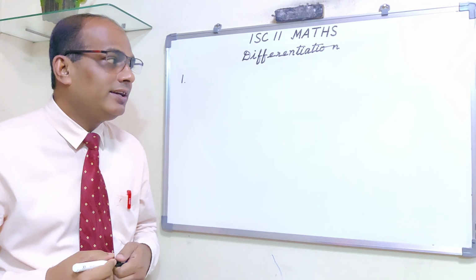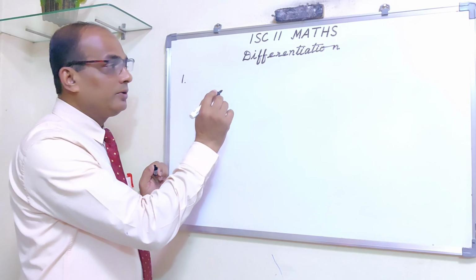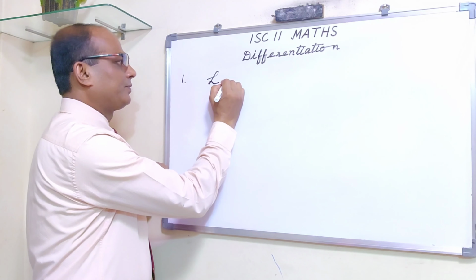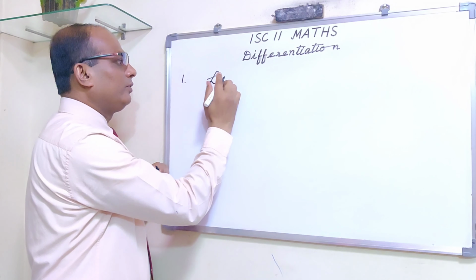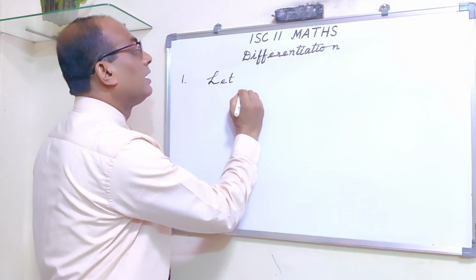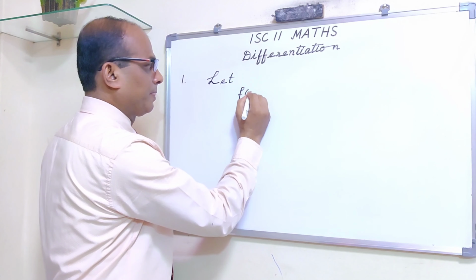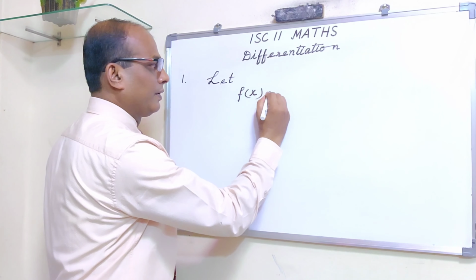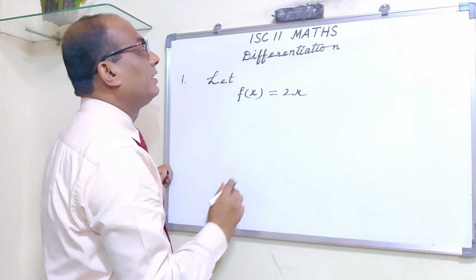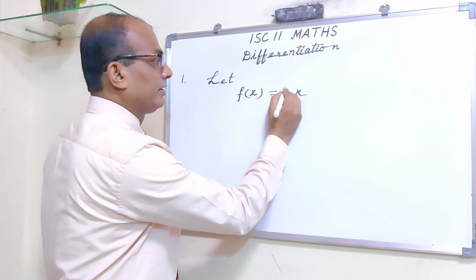So how do we start? We write down, let f(x) is equal to 2x. Alright, this we are supposing. Let f(x) is equal to 2x.